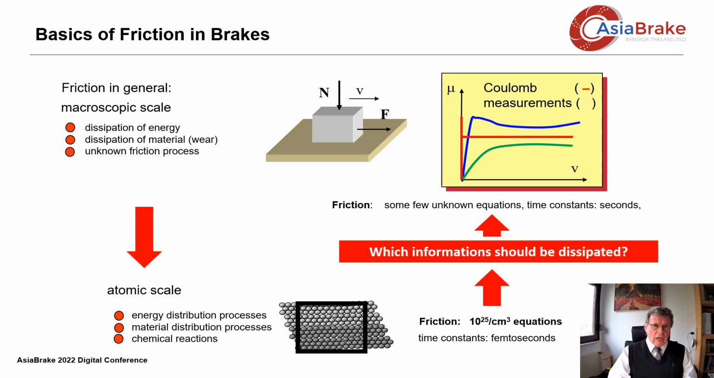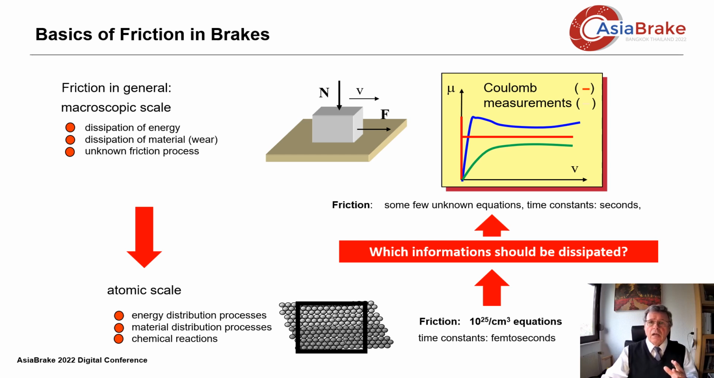And if you want to avoid ad hoc assumptions, just like Coulomb's law or so, you have to go further and further down the scale of description to get more and more information until you are on an atomic scale. On this scale, however, there is no dissipation of energy anymore and no dissipation of material. Instead, there are energy distribution processes, material distribution processes, and of course, chemical reactions. So there is no dissipation anymore. In principle, you can describe these very precisely by quantum mechanics or quantum physics.